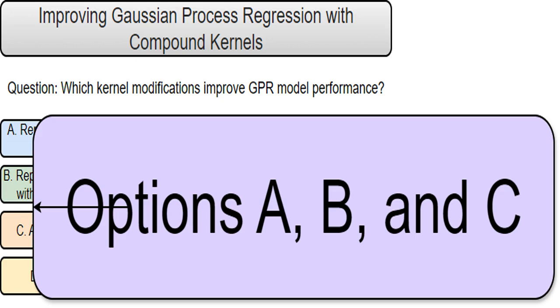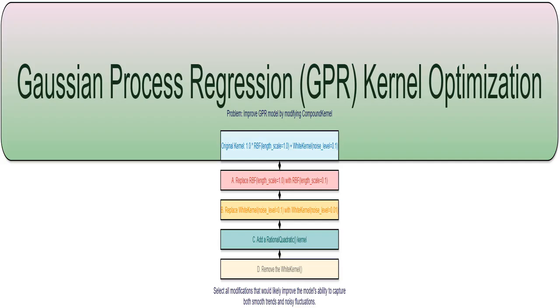I'm concluding that the best modifications are A, B, and C. They address the issue by improving the model's flexibility and better accounting for noise. I'm using Gaussian process regression, a powerful machine learning technique. It uses kernels to model the relationships in your data.